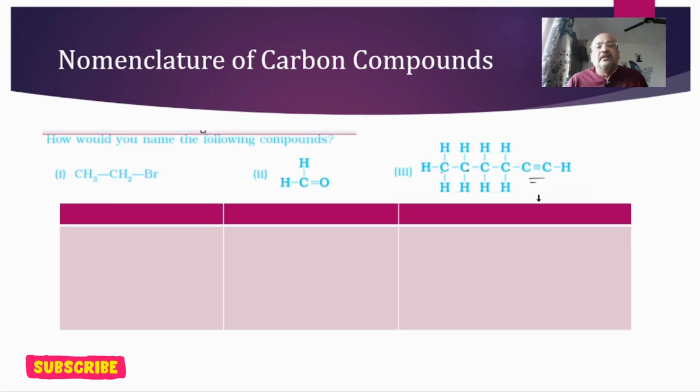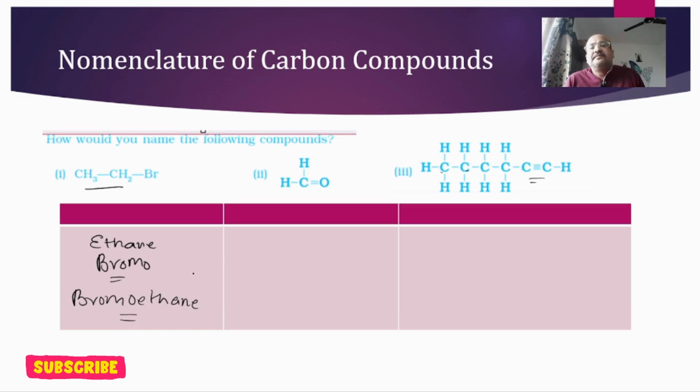Now let's see how you would name the following compounds. Let us try to name the following compounds. Very easy. See here, 2 carbons are there. So the parent is what? My ethane. And this is my bromo. And you know that halogen comes here as a prefix. So this is my bromoethane.